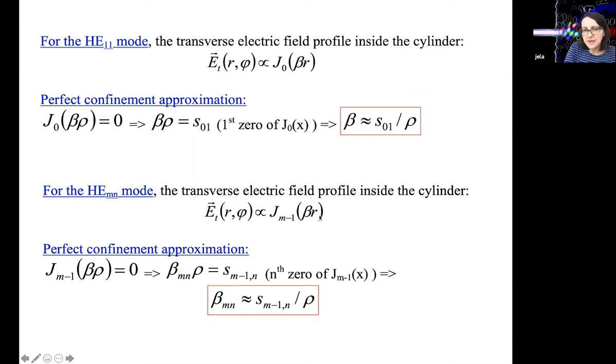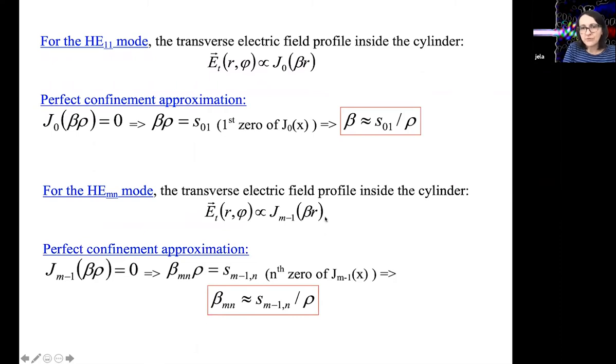How do you find beta? Same story, right? This argument, beta R, when R is equal to rho, radius of the pillar, has to be equal to some zero of the Bessel function, and you pick n-th zero of Bessel function M minus one, okay? So your factor beta is S M minus one, n divided by radius of the pillar. Does that make sense? Is this okay? Any questions?